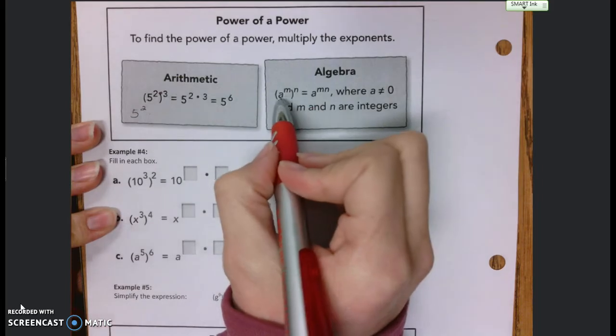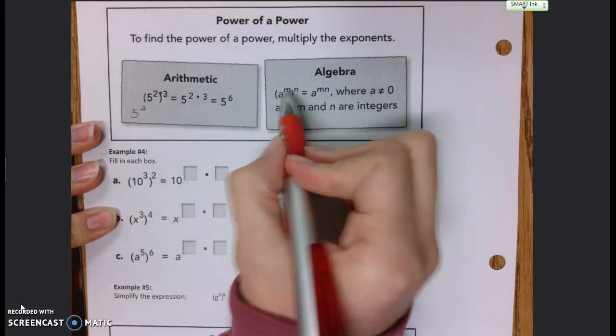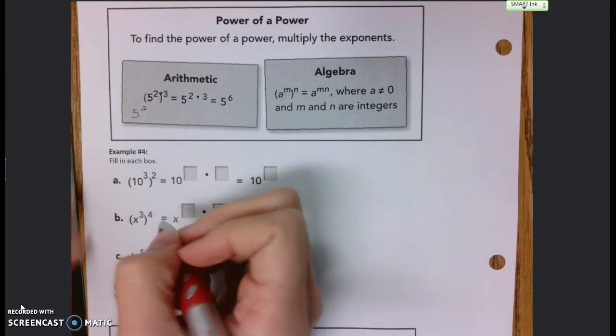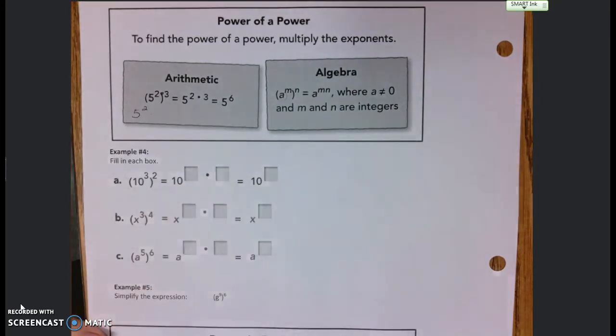Algebraically, notice here we have only one base, and then we have the 2 exponents. It's raising a power to a power, so this time we do multiply the exponents. So I think I'm just going to let you guys do number 4 on your own.